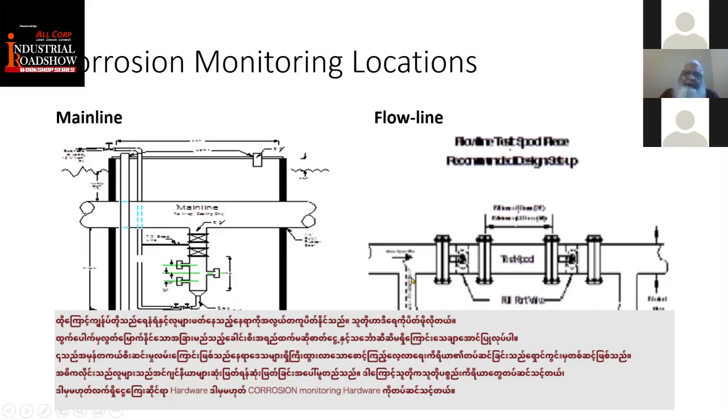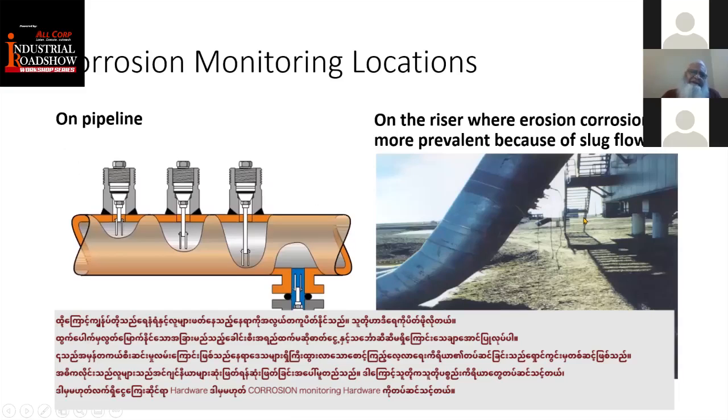This is through the bypass. This is a main line. It all depends on what the engineers decide to go for. Should they go for a bypass where they install the corrosion monitoring hardware, or should they install the corrosion monitoring hardware right on the flow line? It all depends on the engineers or the designer at the stage they are designing the system.